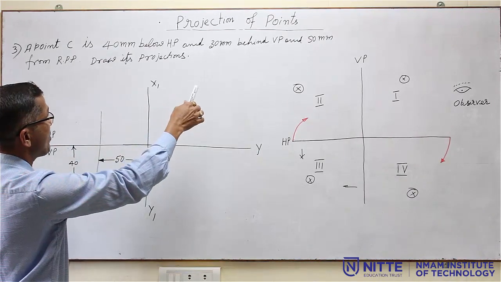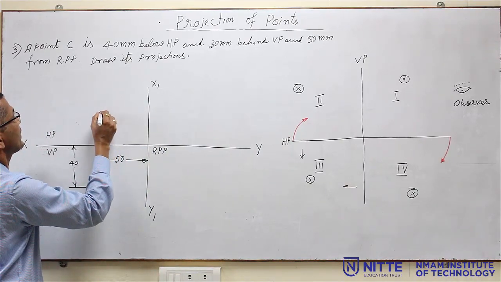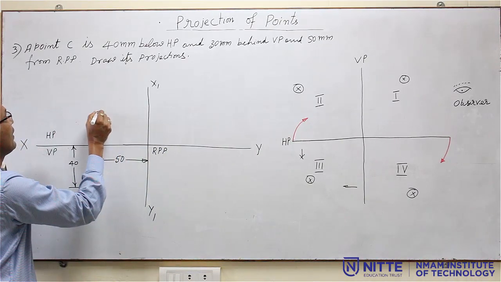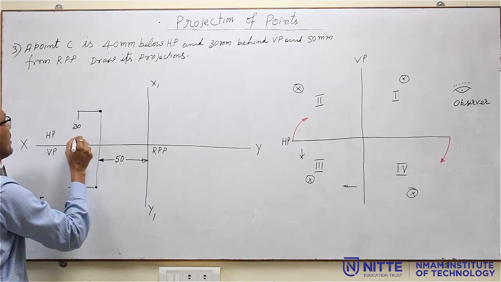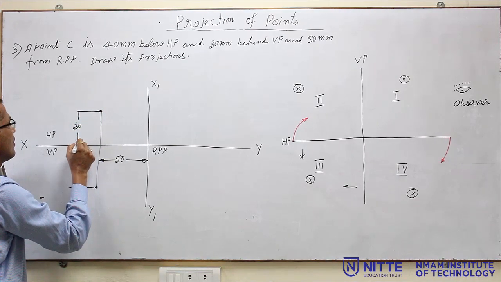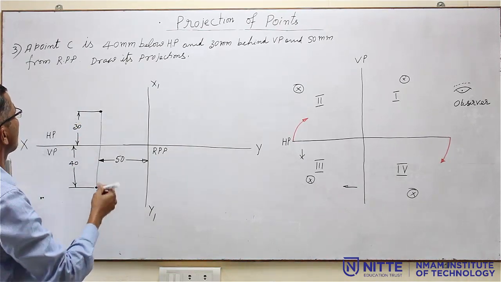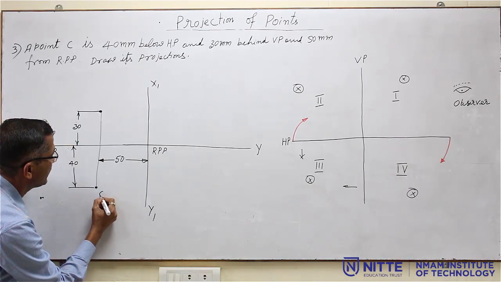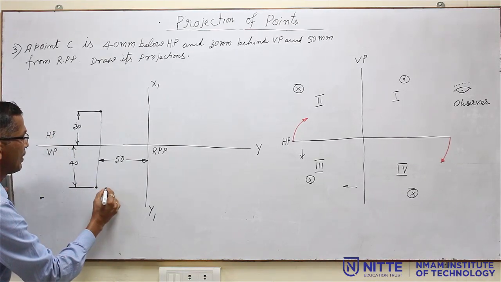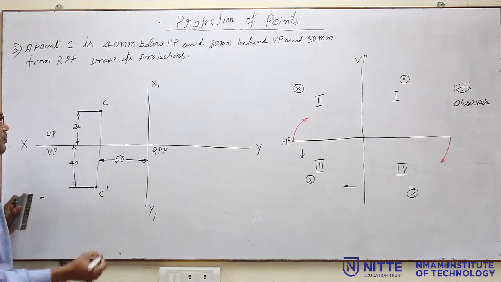Then 30 mm behind VP. So from here you measure a distance of 30 mm and mark that distance, 30 mm, and give the name. Name of the point is C. So this is C, its front view is here, so this is C dash and this becomes C.